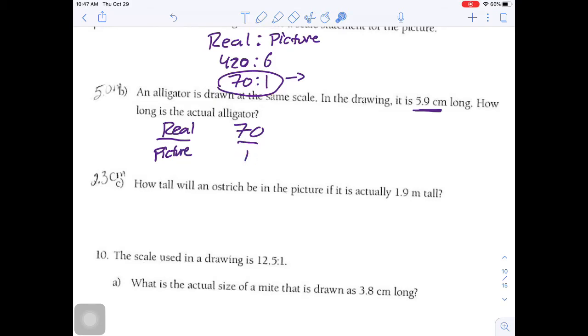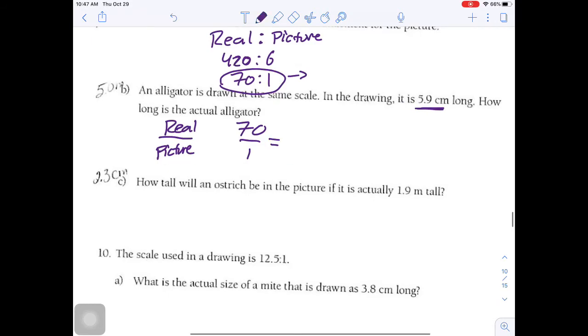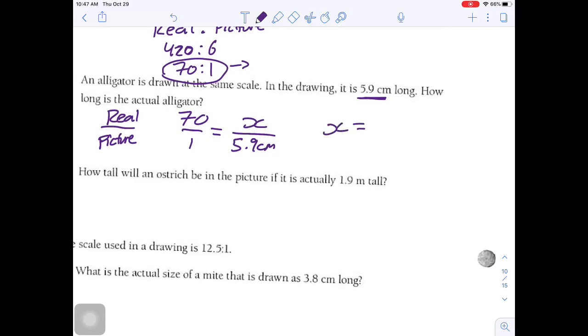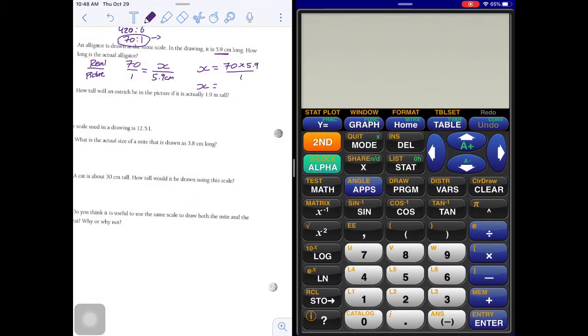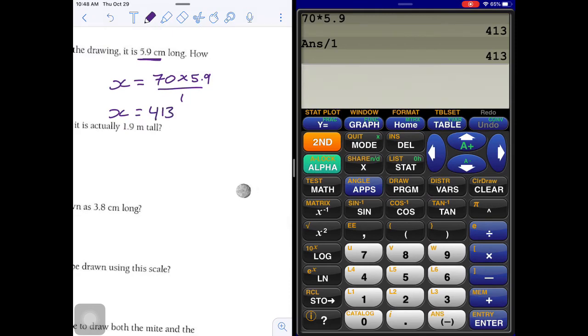Okay, so now here, I have a drawing. So my picture is 5.9 centimeters. And I'm trying to figure out what that is in real life. So my x value goes on top. So now I can just cross multiply, divide. So x will equal 70 times 5.9 divided by 1. So what will that give me? That's going to end up giving me 413. Okay, and of course that will be centimeters.